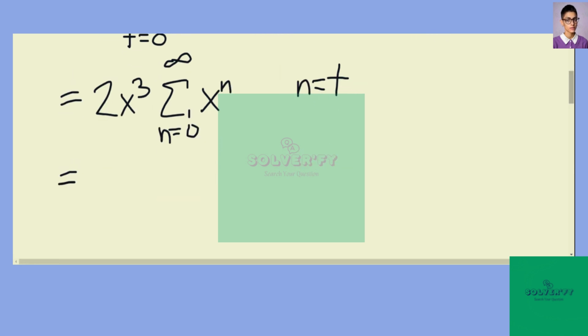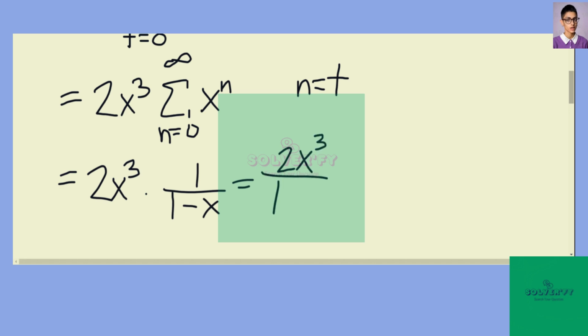And this is equal to 2x cubed, and by a theorem, times 1 over 1 minus x, which is equal to 2x cubed over 1 minus x.